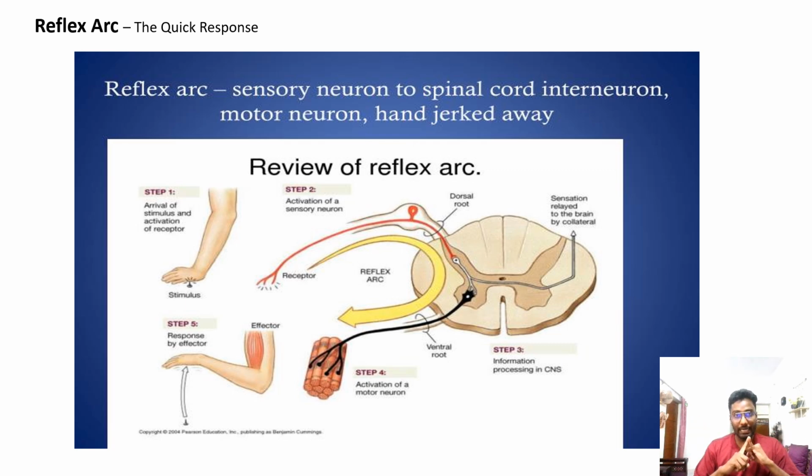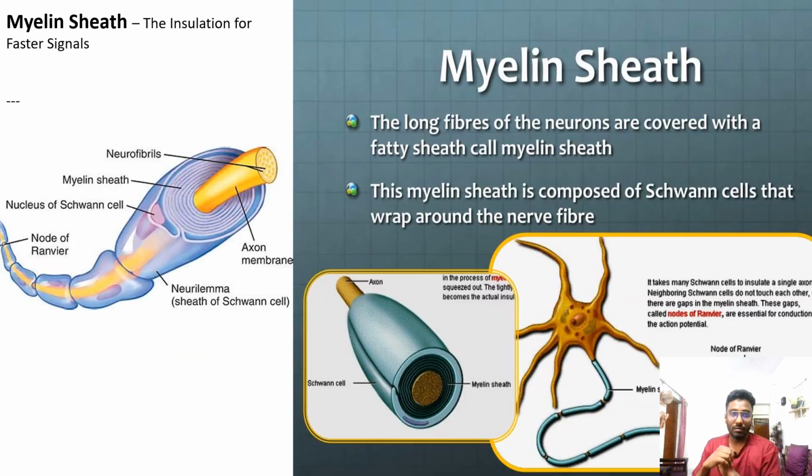It involves the sensory neuron, which detects the stimulus, and the motor neuron, which brings about the response without the need of conscious thought. In this image, you can first see the stimulus. The second step is activation of the sensory neuron. The third step is information processing in the CNS and activation of the motor neuron, and response by the effector cells. This is the reflex arc.